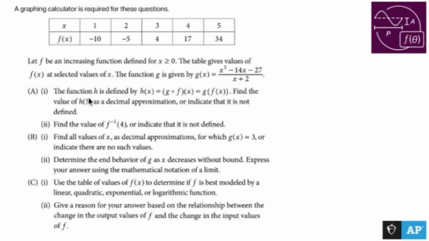Okay, same exact problem, doing B now. Find all the values of x as decimal approximations for which g of x equals 3. So here's g of x. There's g of x right there. I'm going to write out 3 equals, and let me write out that this is B1. 3 equals x cubed minus 14x minus 27 over x plus 2.